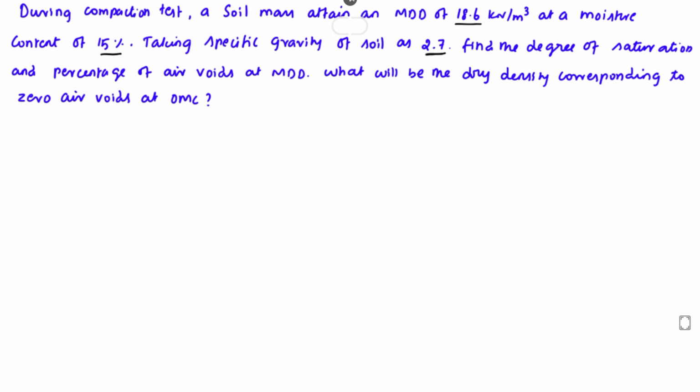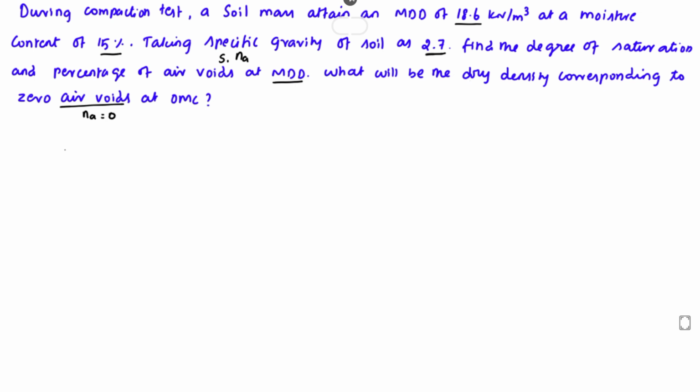So now we have to find out the S value and the Na value at maximum dry density. Then what will be the dry density corresponding to zero air void? Here, Na, the percentage of air void, is equal to 0. What will be the maximum dry density?